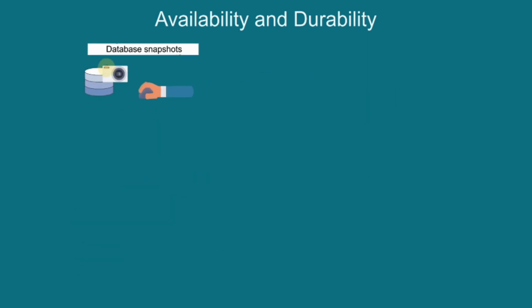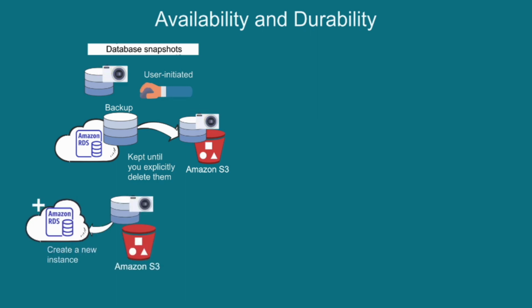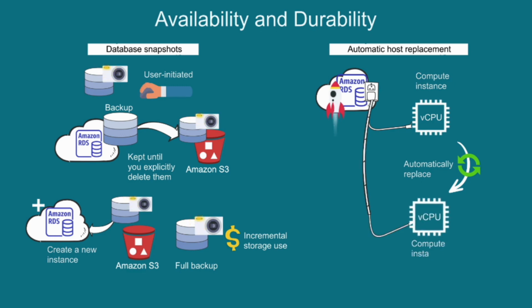Database snapshots are user-initiated backups of your instance, stored in Amazon S3, that are kept until you explicitly delete them. You can create a new instance from a database snapshot whenever you desire. Although database snapshots serve operationally as full backups, you are billed only for incremental storage use. Amazon RDS will automatically replace the compute instance powering your deployment in the event of a hardware failure.